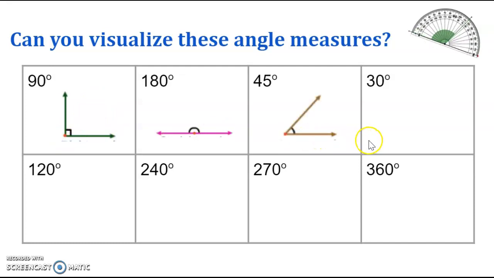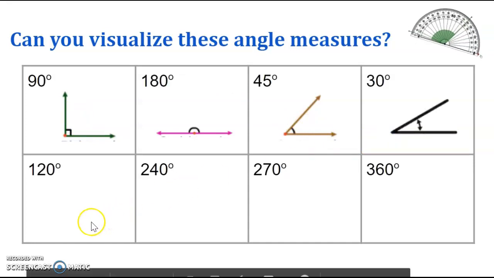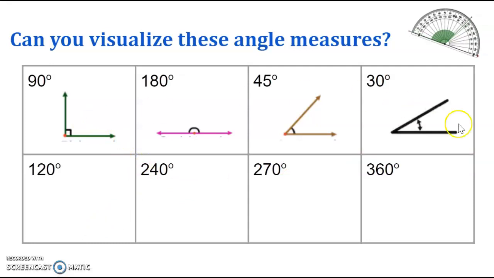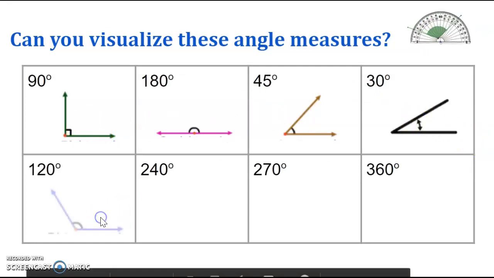What about 30? 30 degrees will be about a third of this 90 degrees. So if you divide this into 3 parts, it will be about there. Okay, so have a picture in your mind. How about 120 degrees? 120 degrees is bigger than 90 degrees, bigger by about 30 degrees. So you can picture it as this angle plus this angle, and that will end up approximately there.